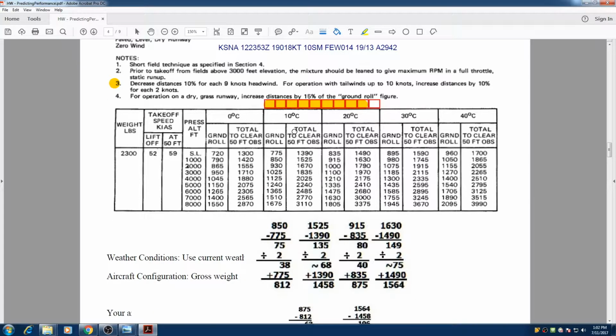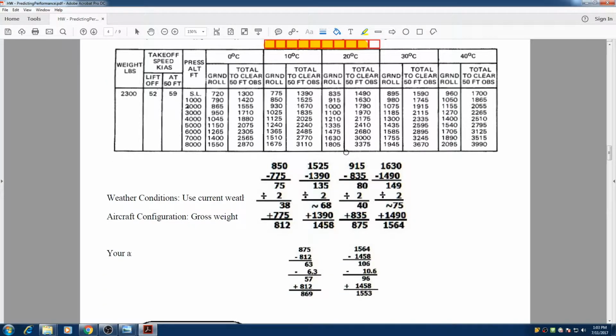So right now we can find the 500 feet pressure altitude. This is the 500 feet pressure altitude at 10 degrees, and this is the 500 feet for 20 degrees. Now we have to interpolate between these two numbers, 812 and 875, and find the exact value for 19 degrees, because these are all the numbers for 10 degrees. This is the ground roll, and this is the total to clear 50-foot obstacle. Also, these two columns are for 20 degrees. So now we're going to find for 19 degrees.